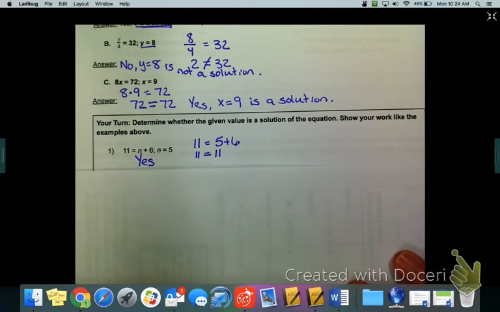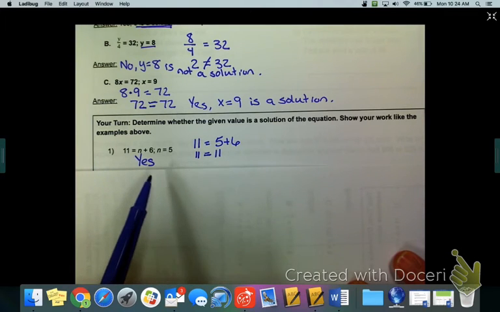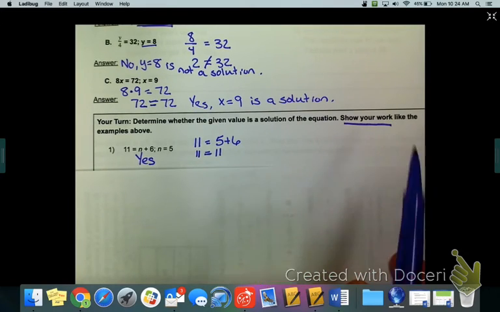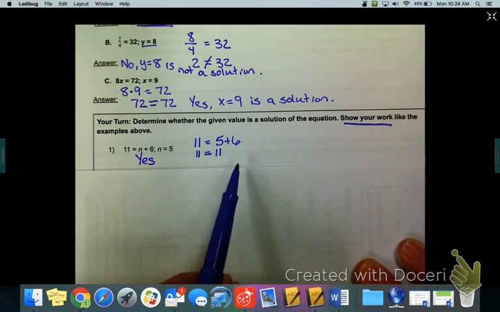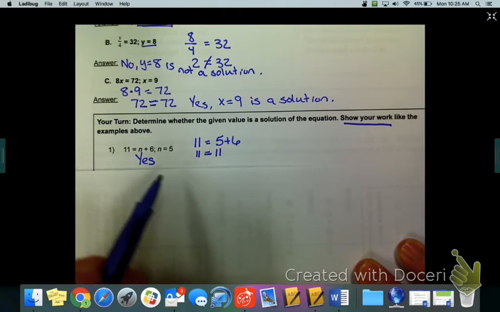Okay, let's see how you did. I showed my work for each one. I'm hoping you did the same. We're not going to do it in our head and just write a yes or no answer. It does say show your work, like the examples above. So I have to show that both sides of the equal sign equal the same number, or that they don't equal the same number. That is what I'm showing.